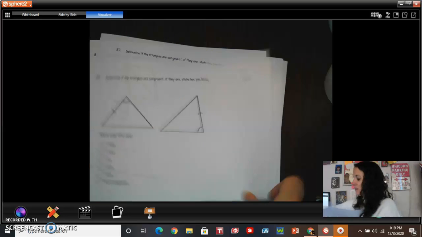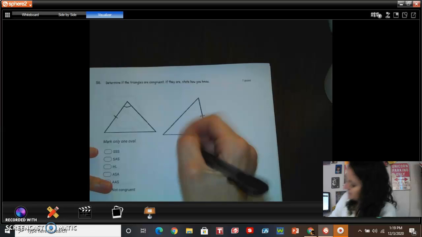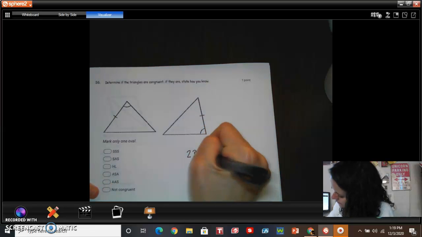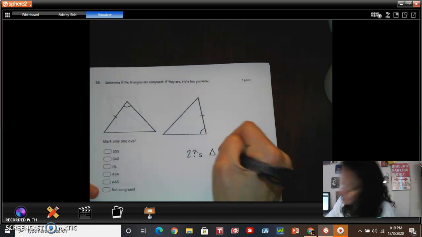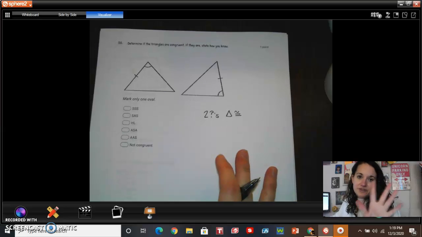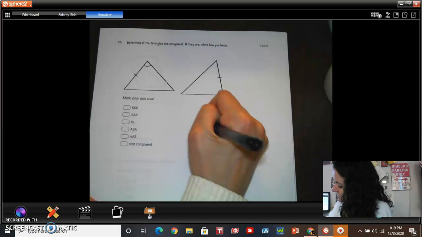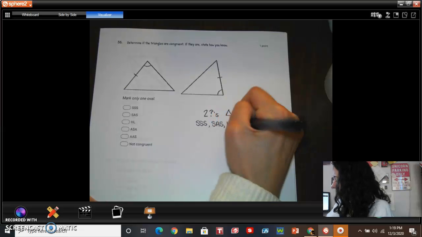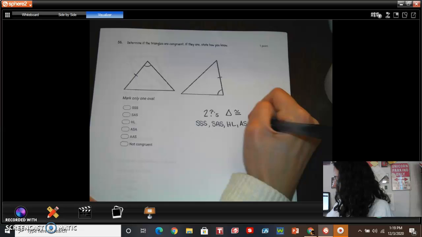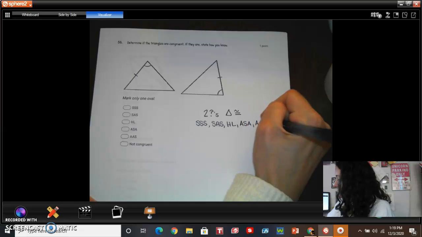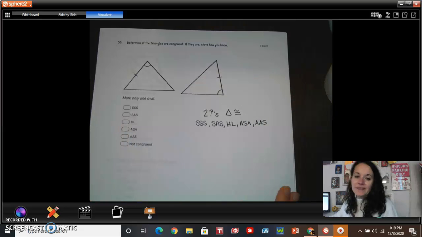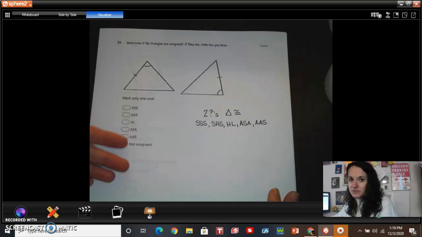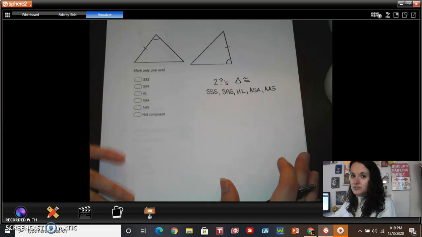Okay. All right, you have 2 questions involving triangle congruency. And remember, your triangle congruency can be proved 5 ways. It can be proved with side, side, side; side, angle, side; HL; angle, side, angle; and angle, angle, side. Okay? You have some examples here in which you could do, but there are some that I would like to do with you.